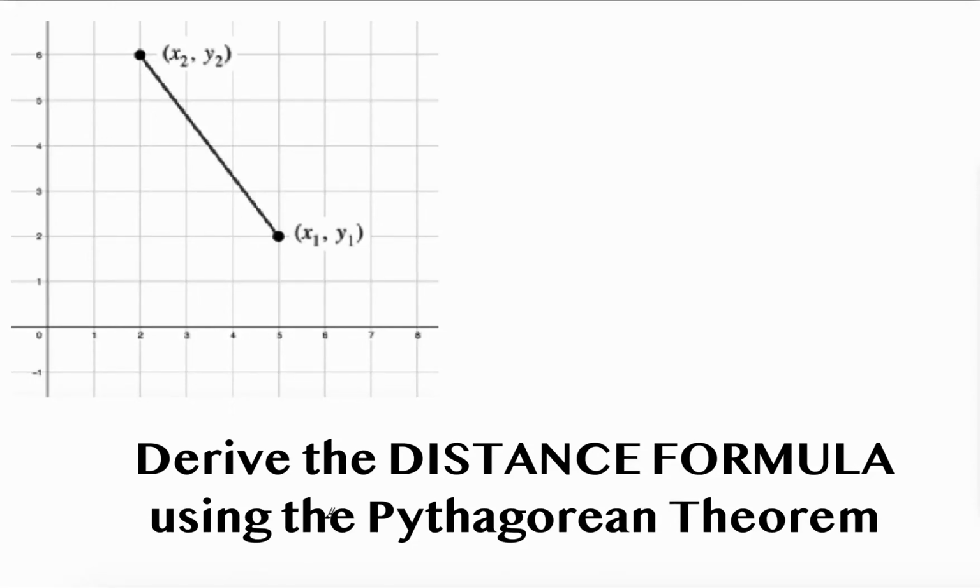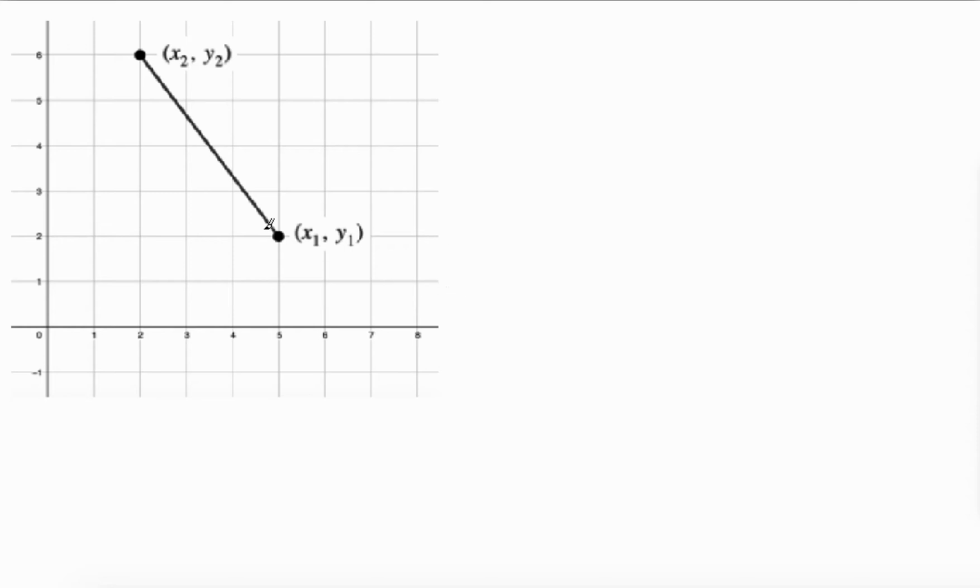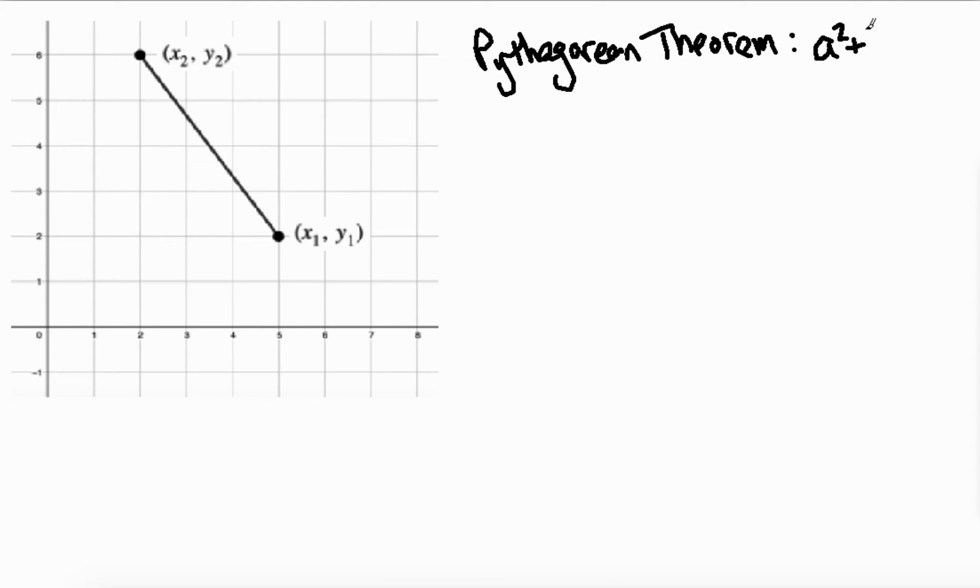In this video, we are going to derive the distance formula using the Pythagorean theorem. The distance formula and the Pythagorean theorem help us find the length of this line segment on a coordinate grid. The Pythagorean theorem looks like this: a squared plus b squared equals c squared.